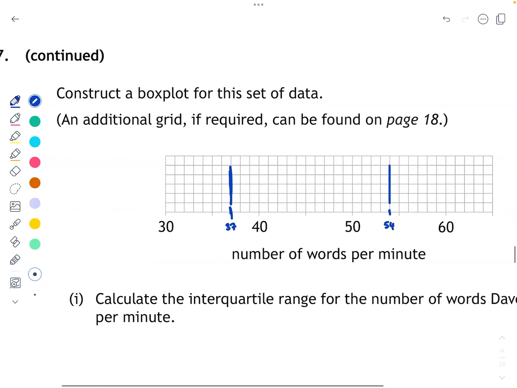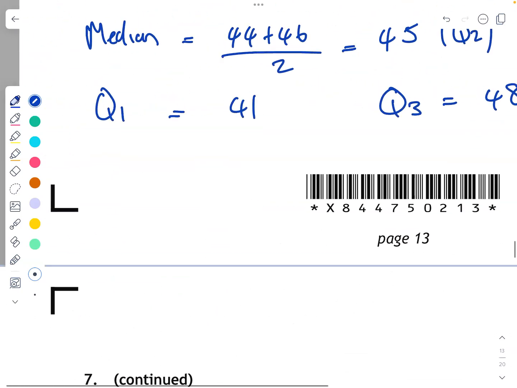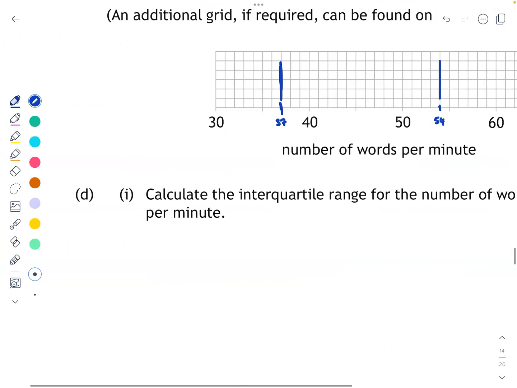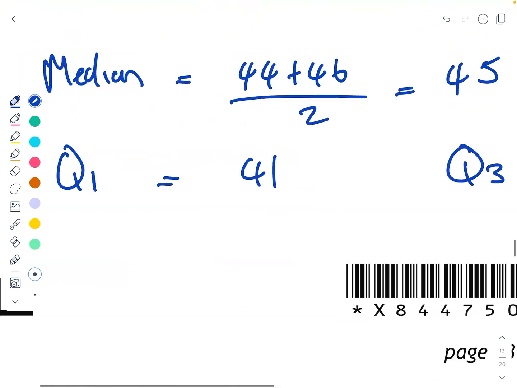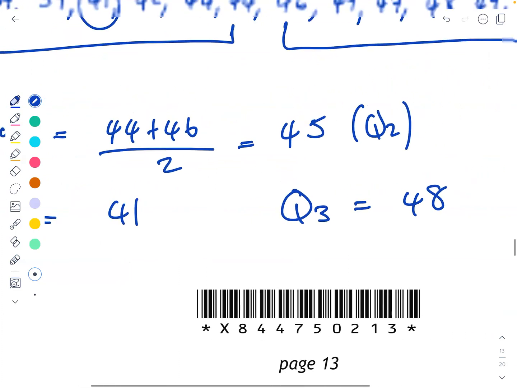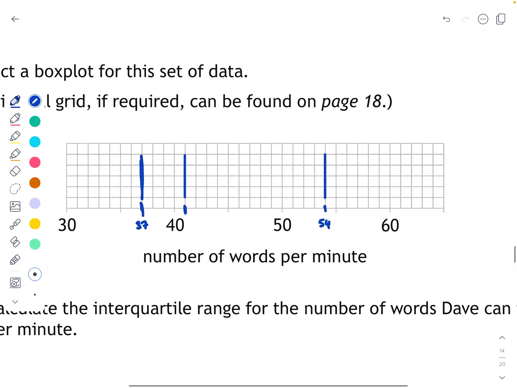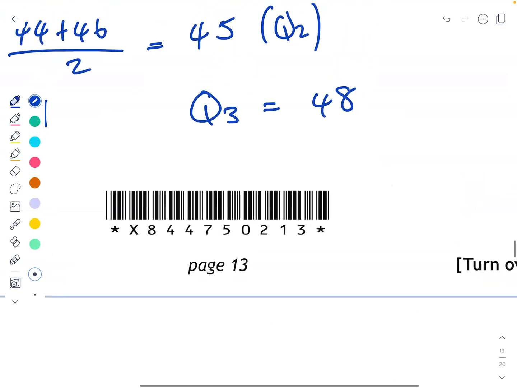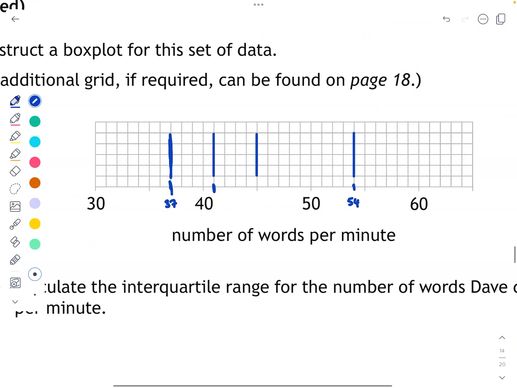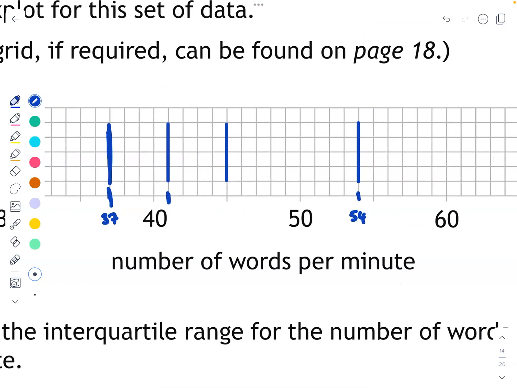So let's look where our Q1 is going to be. Q1 we calculated as 41 up here. So 41 is going to be here. So 41 is there. So I'm going to draw this line here. Our median, so Q2, is 45. So I'm going to draw a line at 45. Our Q3, so our upper quartile, is 48. So 48 is here.